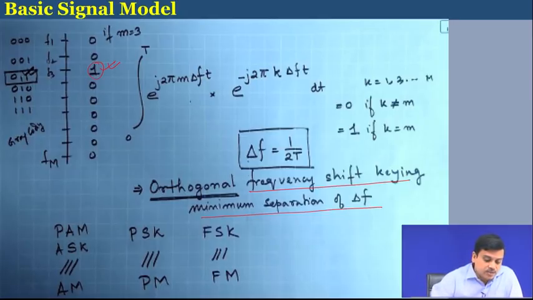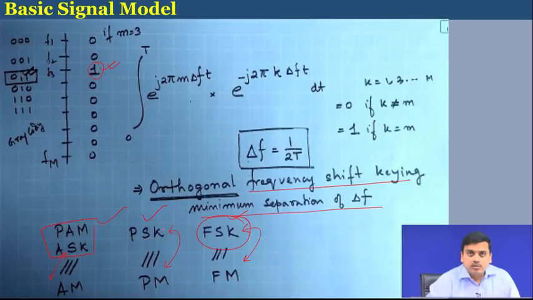So, in digital, as you all know, PAM or amplitude shift keying is kind of equivalent, or you can correspondingly map to amplitude modulation for analog communications, PSK can map to phase modulation, FSK can map to frequency modulation, but these are completely digital, and we have seen one way of doing FSK with orthogonal frequencies and with minimum separation.